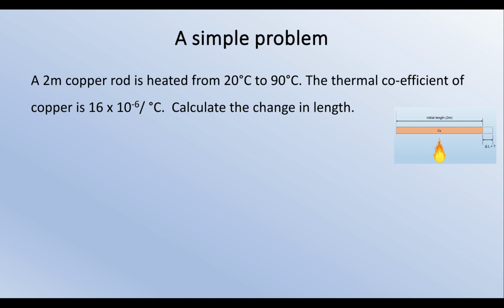Now, what we are going to do is solve a problem on thermal expansion. So, what do we have here? A 2 meter copper rod. So 2 meters is the initial length L, heated from 20 degrees Celsius to 90 degrees Celsius. This is T1, the initial temperature, and T2, the final temperature. Please make sure that all the units are in SI units. If the 2 meters is given in centimeters or millimeters, please convert them into meters. And make sure that both the temperatures are in degrees Celsius, or in Fahrenheit, or in Kelvin. Just make sure that both of them have the same unit. Is that okay?